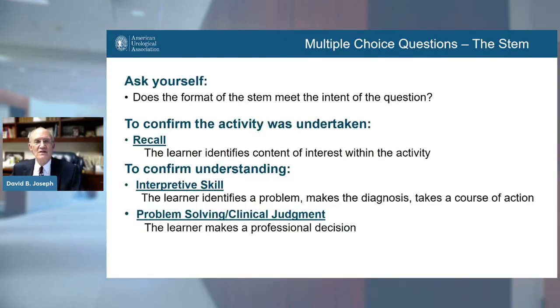So after each stem, you again ask yourself, does the format of the stem meet the intent that you've written the question for? And if it's recall, make sure that the content that you're asking the learner to identify is within the material. And don't bury it within an image or a table. Make sure it's clearly available so they can see it. If you're confirming understanding, you want to then create a question that has interpretive skills and problem solving.